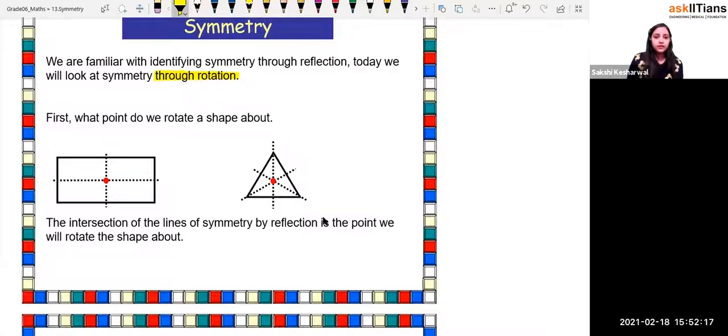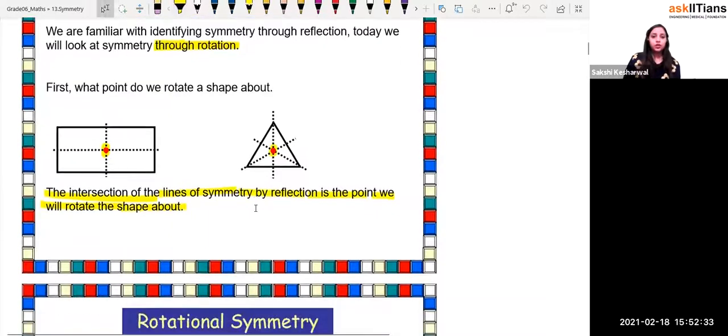So first, the intersection of the lines of symmetry by the reflection is the point we rotate the shape about, right? So that's it. Here we see that this is the point of symmetry, and then this is again the point of symmetry, right? This triangle will be an equilateral triangle, because of 3 lines of symmetry, right? So now let's come to this.